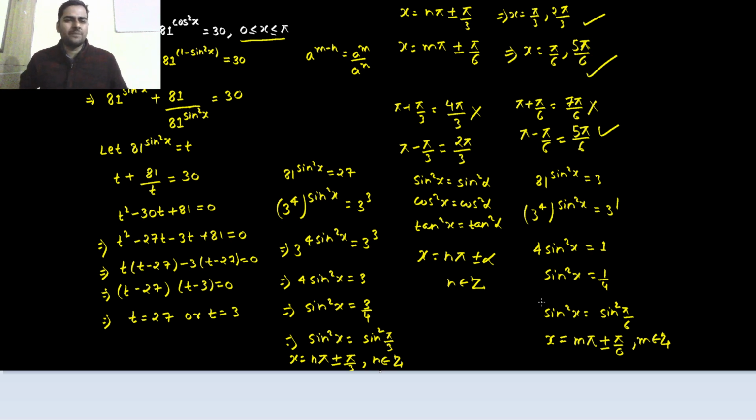I think 81 power sin square x, you take t, it reduces to a quadratic, solve it, you find two values of t, 27 and 3. Put back the value of t, which was 81 power sin square x. Sin square x equals sin square alpha, you already know. x equals n pi plus minus alpha, and keep solving. Now the final solution, they wanted between 0 and pi, so I took some values and got to my final answer.